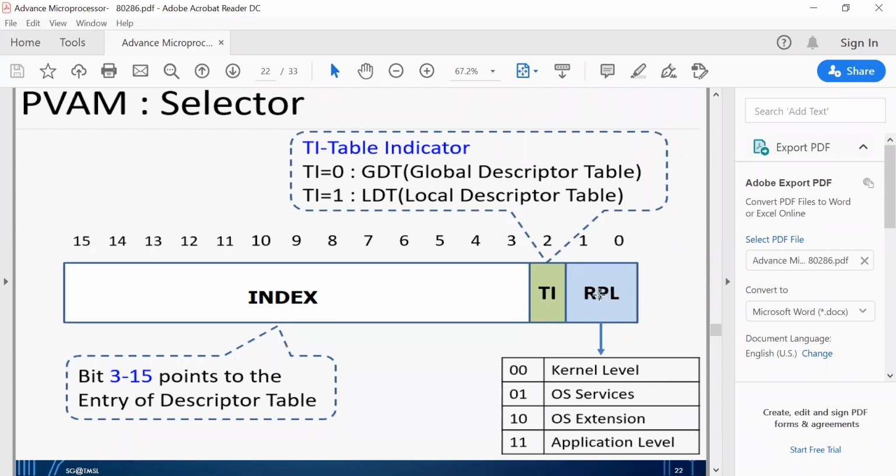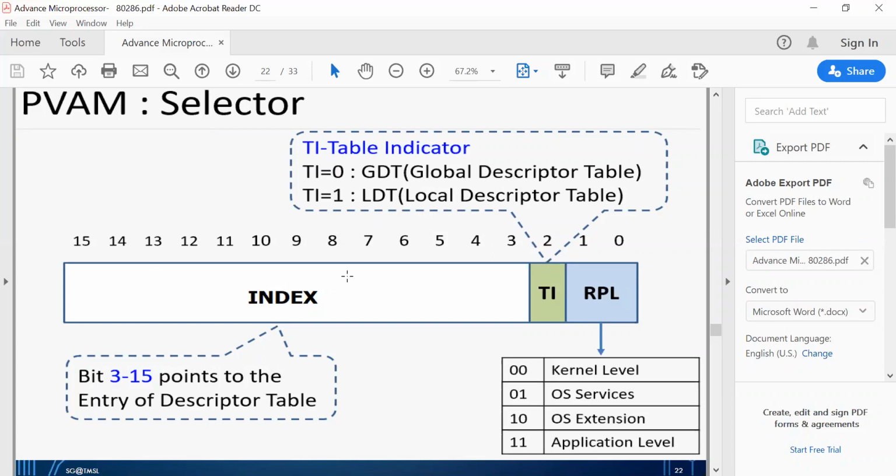Now the D2 bit indicates the descriptor table type, the table indicator. There are two types of descriptor table: one is global, the other is local. If this bit is 0, it selects the global descriptor table. If this bit is 1, it selects the local descriptor table. The next 13 bits, D3 to D15, are called the index.